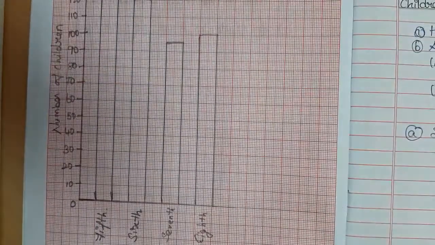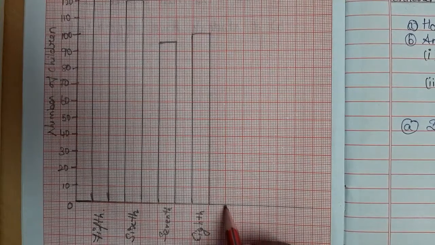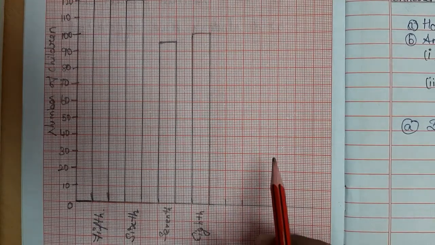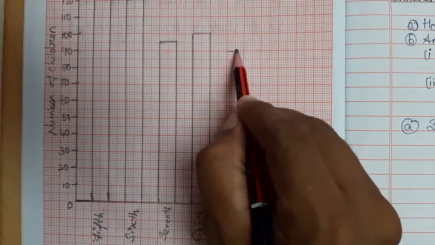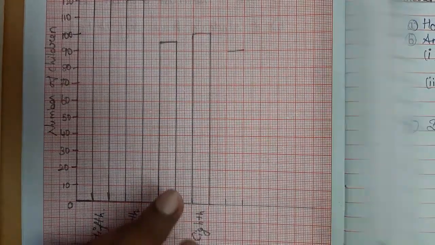Right? Next you represent 9th. Leave a 1 gap, just rise here. The 9th is level 90. So up to 90 you draw the bar, up to the level 90.